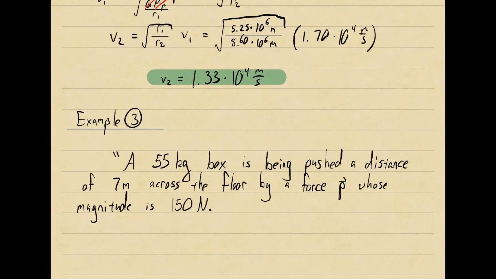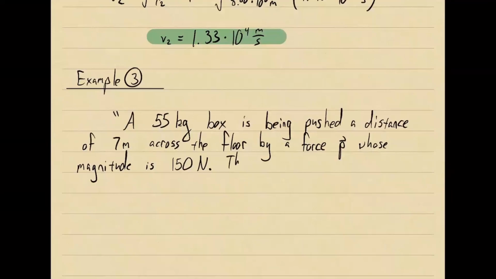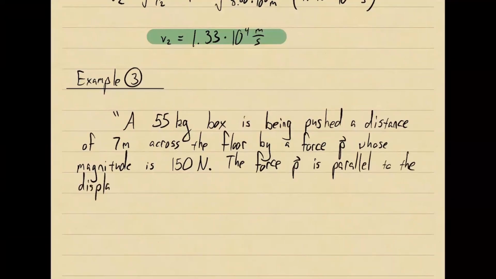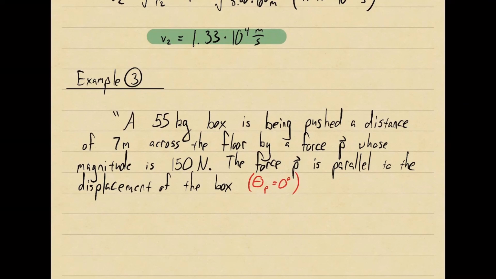So the force P is parallel to the displacement of the box. So when we go to calculate the work done here, that means that our theta for P and our displacement is going to be 0 degrees. That's all that means.